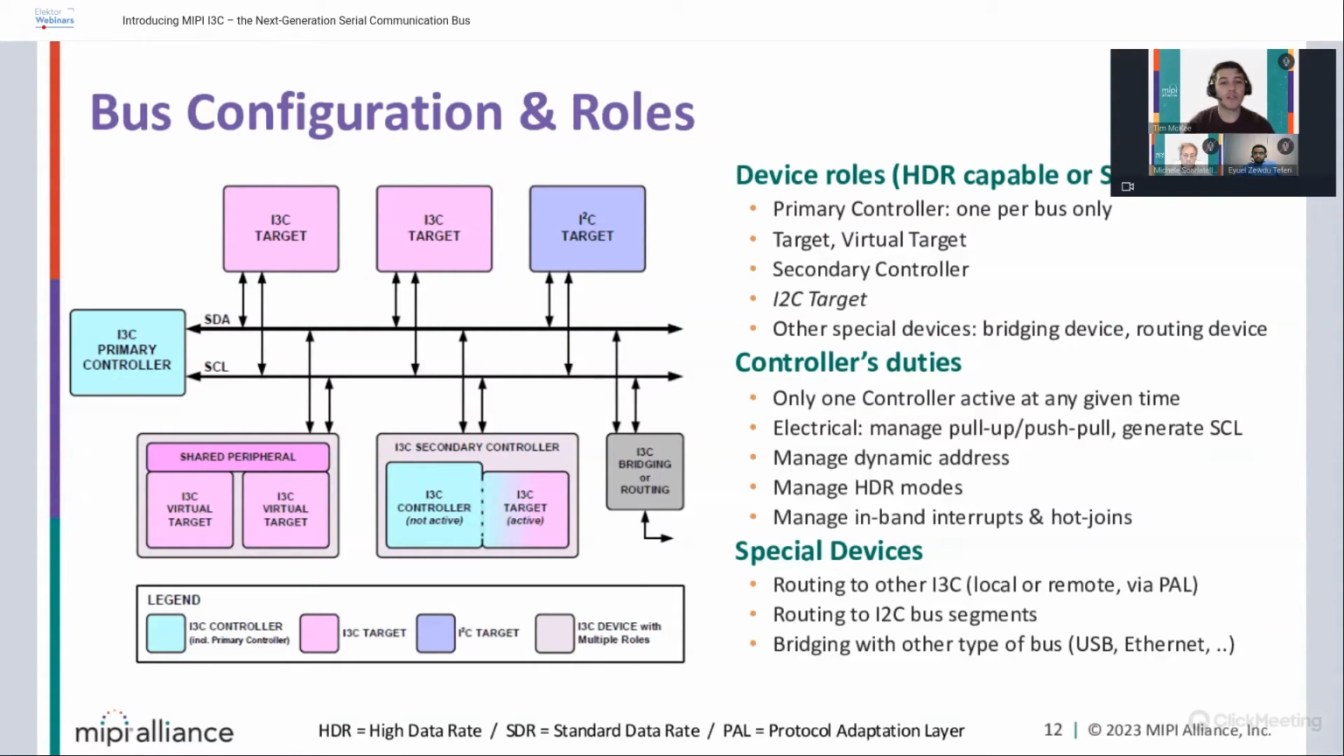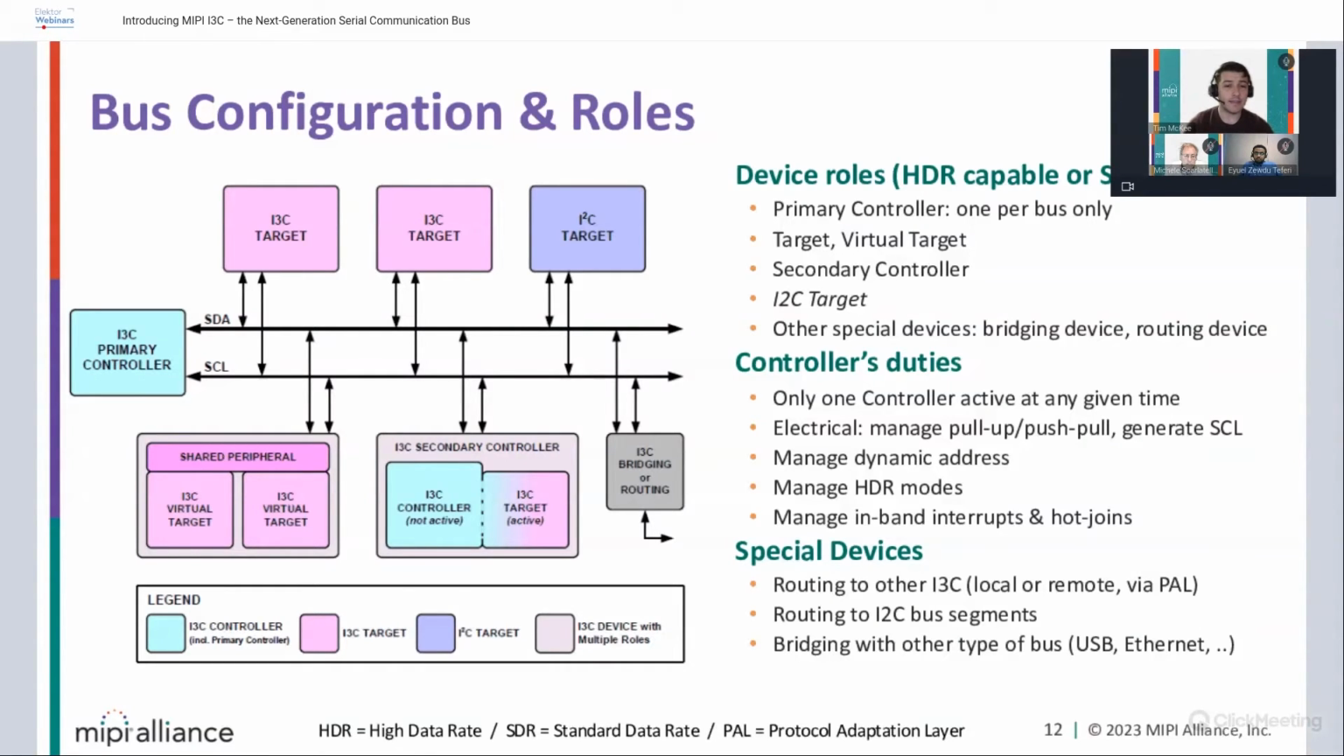Okay, so what's the controller's duty? As I mentioned, there's only one, and mostly it's there to generate the SCL and then manage the bus, assign dynamic addresses, enter into HDR modes, and deal with in-band interrupts and hot joins. It is really the center point of our I3C bus.